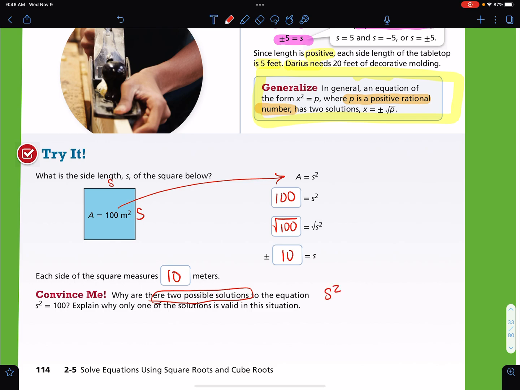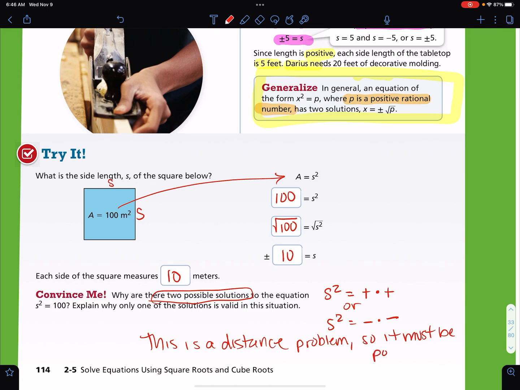S squared can be a positive times a positive, or S squared could be a negative times a negative. This is a distance problem, so it must be positive.